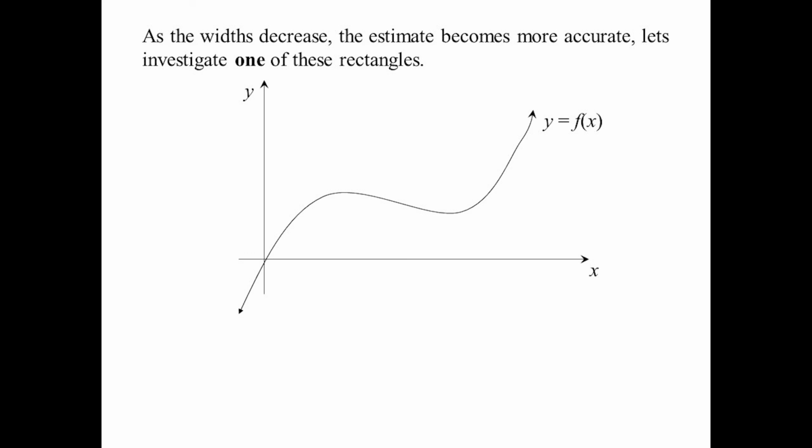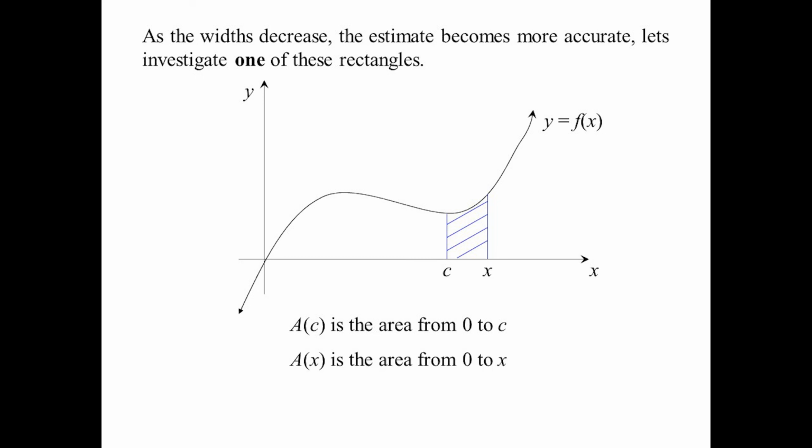All right, so let's look at this idea in more detail. We now know that as those widths of the rectangles get smaller, my estimate's going to get more accurate. So I'm just going to look at one of these. So I've gone from y equals x cubed to just some random curve y equals f(x). So there's one of those rectangles. Well, it's not quite a rectangle when you look at the top, but I'll explain in a sec. I'm going to create this new function. I'm trying to find a function that will find the area. And so I've defined area c to be the area that's going from 0 to c. So area x will be the area that's going from 0 to x.